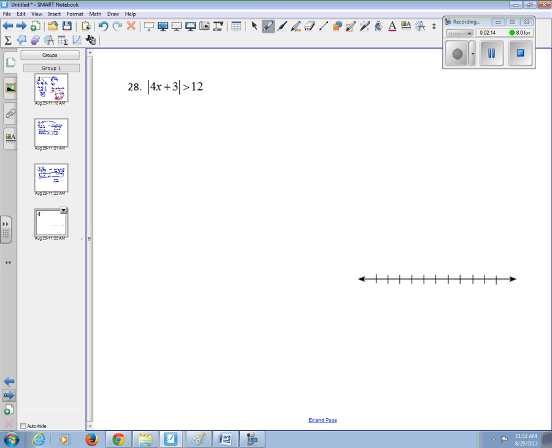Next piece, a little different, a greater than problem. Again, just write it without the symbols. It's a greater than, so the other part is an or problem. But when we switch the stuff to the right here, greater than turns to less than, 12 turns to negative 12.